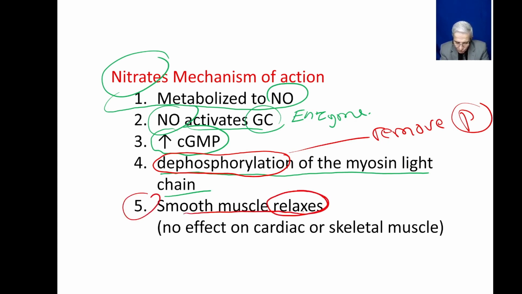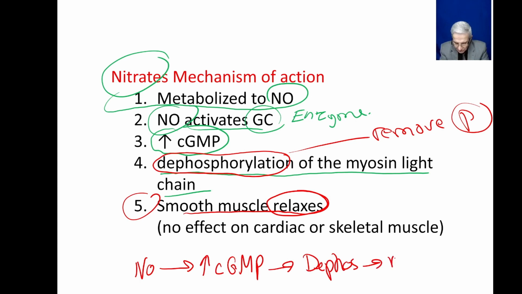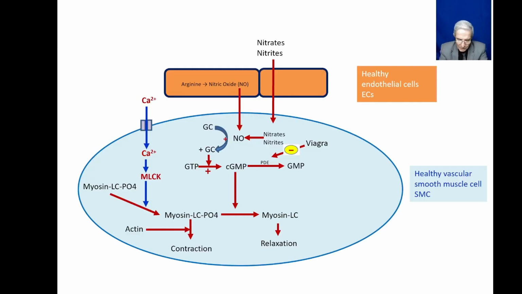This is the key for nitric oxide: nitric oxide, increased cyclic GMP, dephosphorylation, and the end result will be relaxation. So we have the steps here. Moving to the next. Now we have a patient suffering from angina. We prescribe nitrate or nitrates to the patient. Nitrates are taken orally or sublingually.